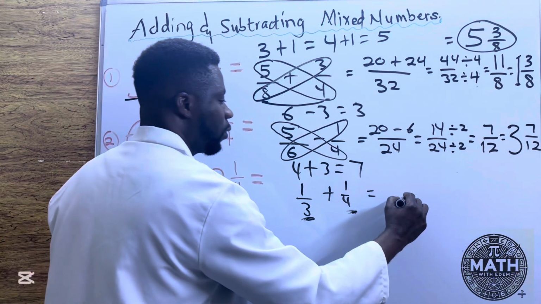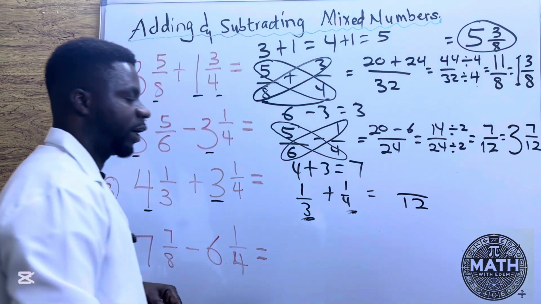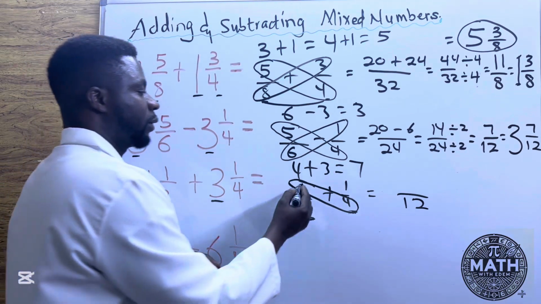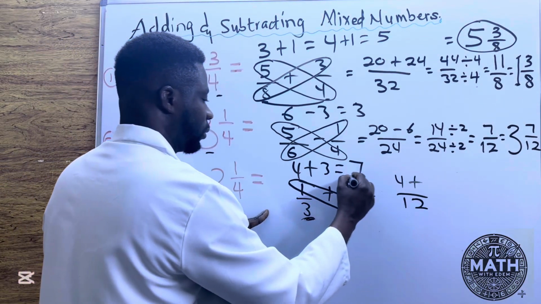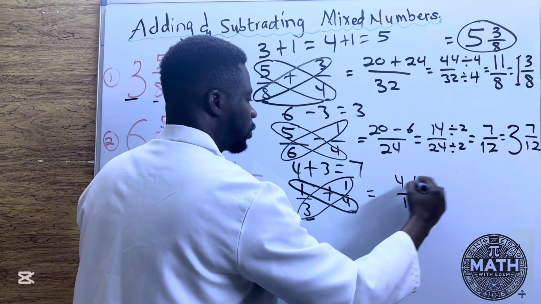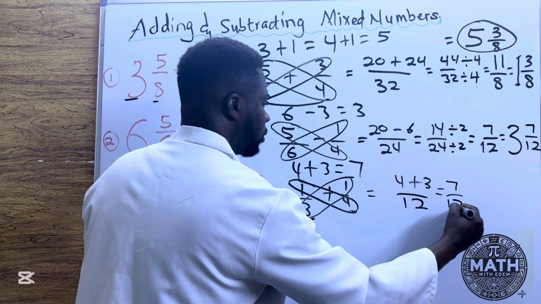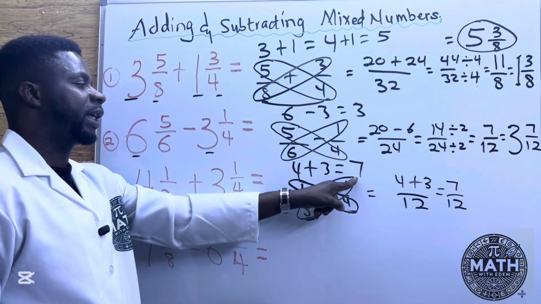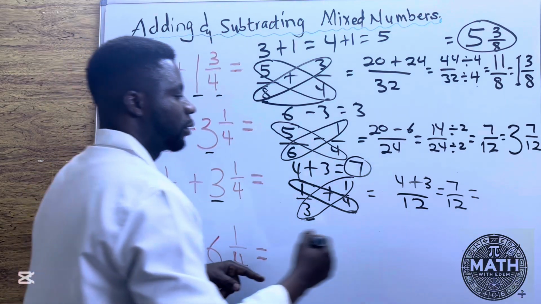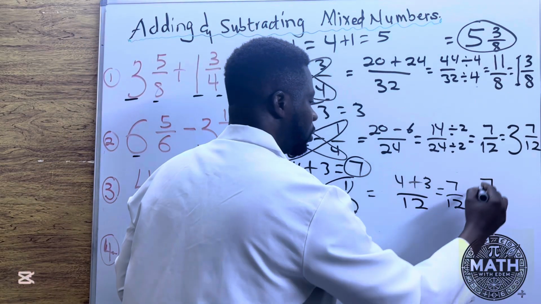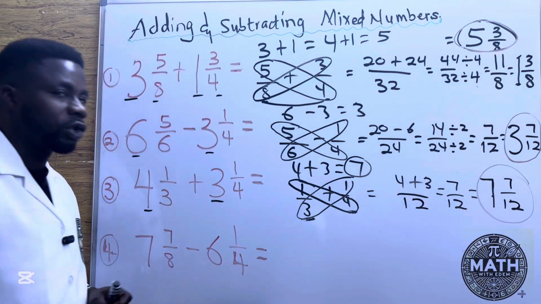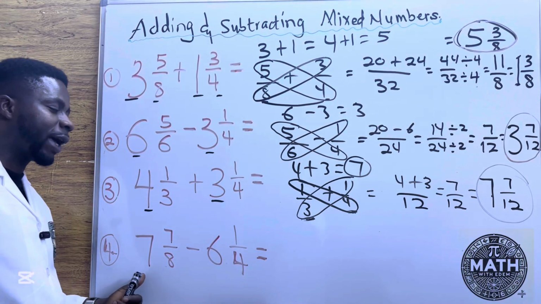3 times 4 gives us 12. The next step is multiply diagonally. So 1 times 4 gives us 4 plus 3 times 1 gives us 3. So we're going to be having 7/12. So our next step is to bring the whole number. The whole number here is 7. So we're going to be having 7 7/12. So if you understand this lesson, I want you to try question number 4 on your own.